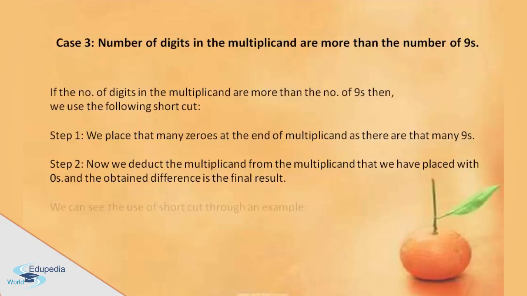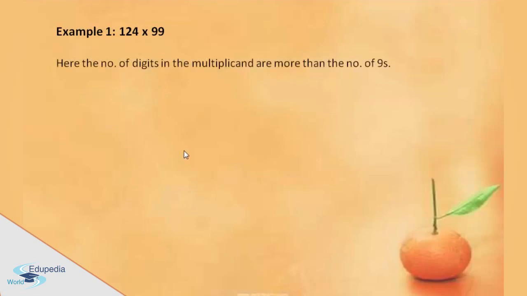So let us see the example that I am going to take in this session. The example is 124 into 99. When you check here, the number of digits in the multiplicand is 3 and the number of 9s in the series of 9s is 2. So we can say that the number of digits in the multiplicand is more than the number of 9s in the series of 9s.